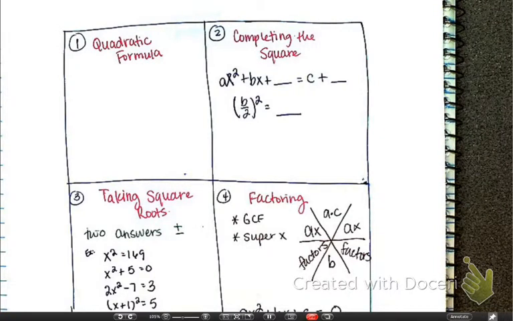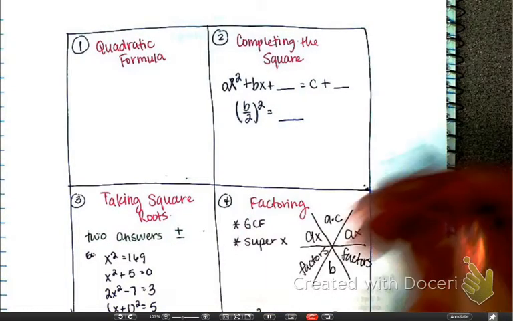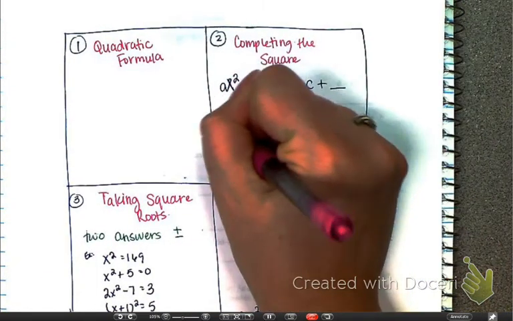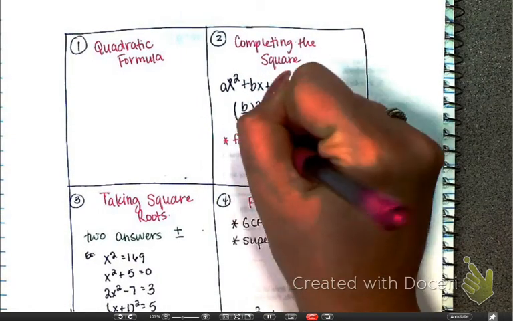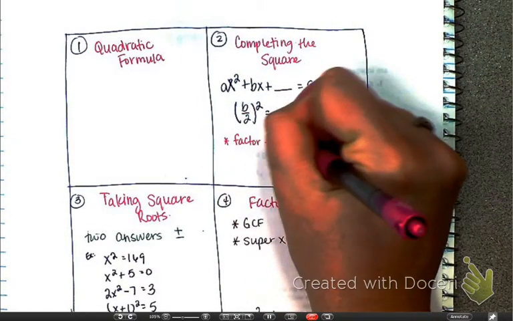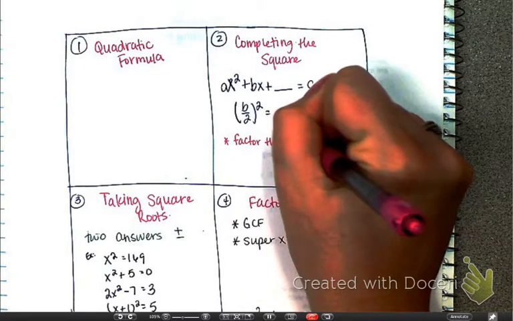Factors will always be the same. The what? The factors will always be the same. Okay, so before you actually square it, that's going to be your factor. So you factor the left, right? Factor the left once you fill it in, and simplify the right.